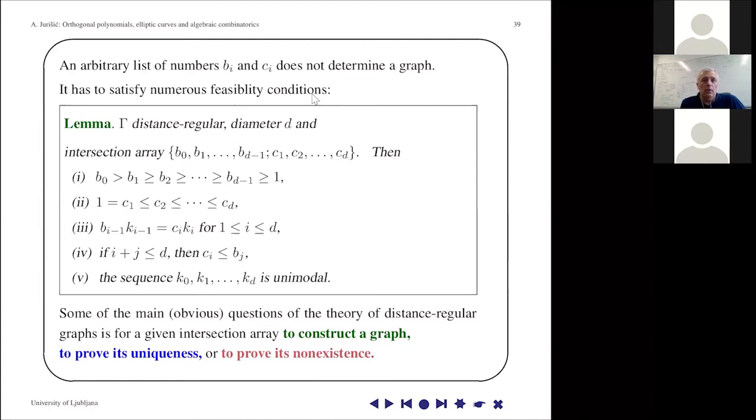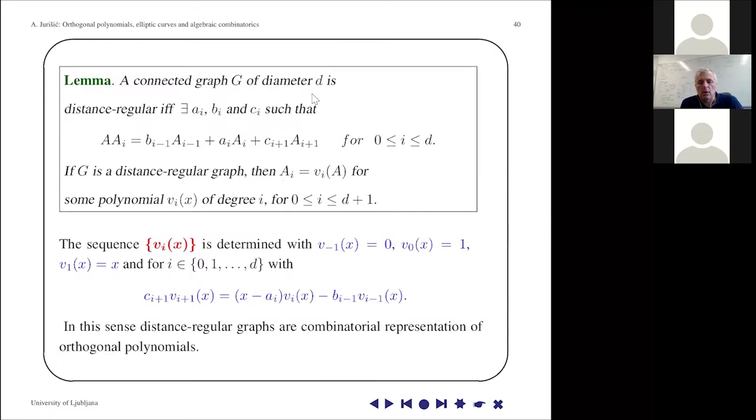And yeah, the simplest problem in distance regular graphs is, given such an intersection array, to construct a graph, or prove its uniqueness if the construction is already known, or to find out why, for that particular sequence, there is no graph that realizes this sequence.